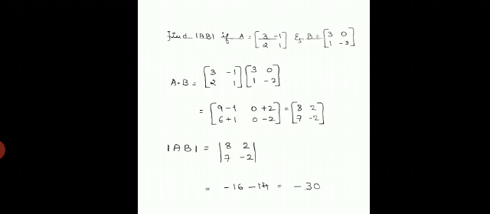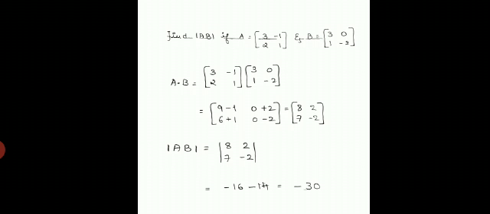0 plus 2. And now the third element is second row, first column. 2 into 3 is 6, plus 1 into 1 is 1. And second row, second column. 2 into 0 is 0. 1 into minus 2 is minus 2. Simplify this. 9 minus 1 is 8. 0 plus 2 is 2. 6 plus 1 is 7. 0 minus 2 is minus 2.